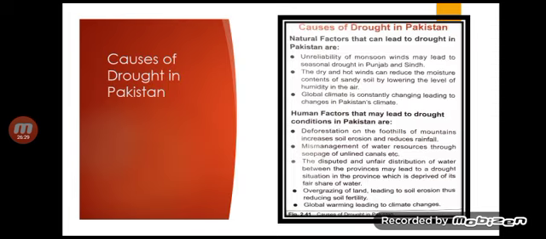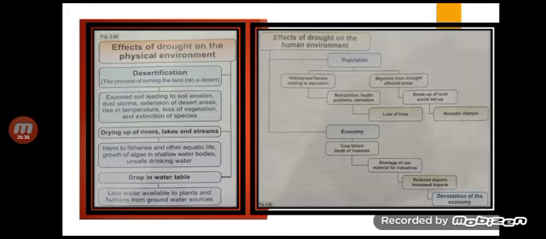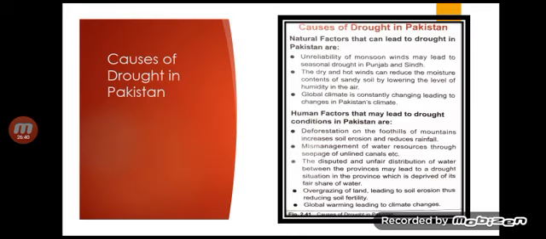So what are the main causes of drought in Pakistan? The main causes of drought in Pakistan are actually unreliability of monsoon winds, dry and hot winds, and global climate. The problem with Pakistan is we are the most affected country or region due to climate change. Whenever there is even a slight amount of climatic change over the world, we will be most affected by it.